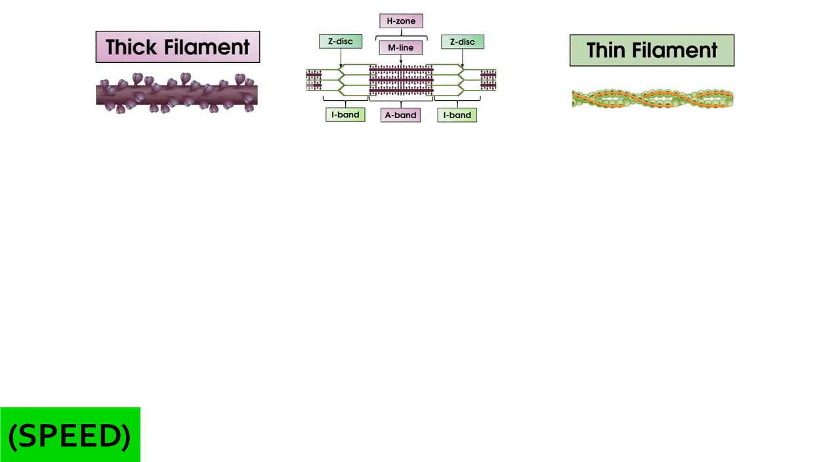So now that we've looked at the areas of the sarcomere, let's consider what it's composed of. It can be broadly split into 3 groups of proteins.